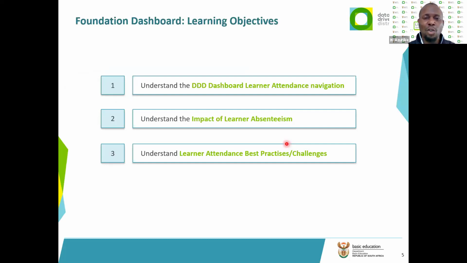Now, moving right along to our learning objectives for today. Number one, at the end of this session, we'll be able to understand the DDD dashboard learner attendance navigation. Two, we'll be able to understand the impact of learner absenteeism. And thirdly, we'll be able to understand learner attendance best practices and challenges.